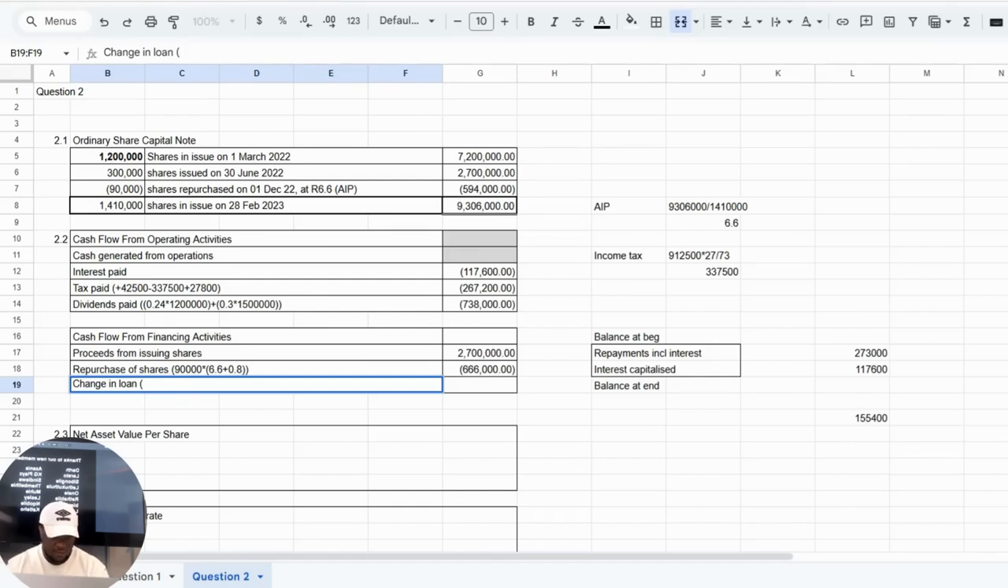So we're going to have 22,750 multiplied by 12, and then minus 117,600. So that would have been a payment of the loan. So then it would be a negative 154,500.